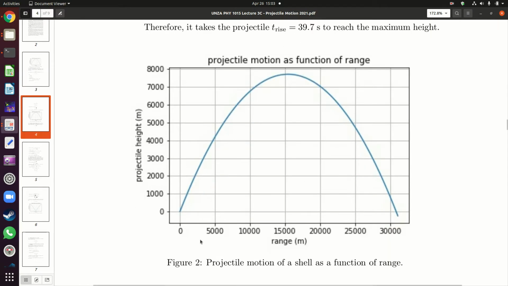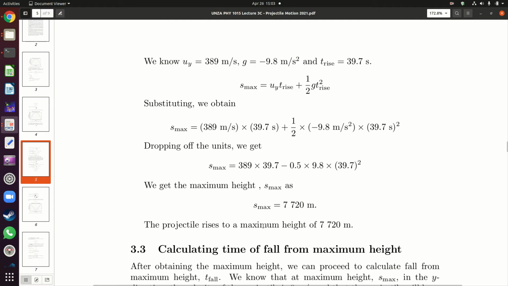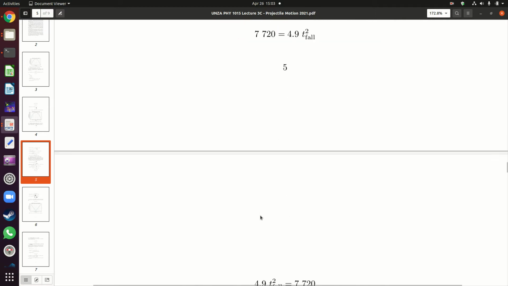And of course, this one is showing you the horizontal distance which a projectile is going to move. As time is passing, how much horizontal distance is it covering? That is what is called the range. And we're going to work out the range here.